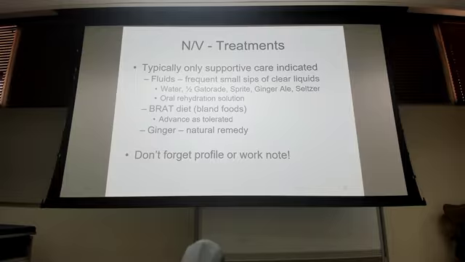What does BRAT stand for? It's bland foods, but anybody know what the acronym is for? You got it. Everybody here? All right. Ginger, natural remedy. Don't forget a profile or work note, especially in our population.